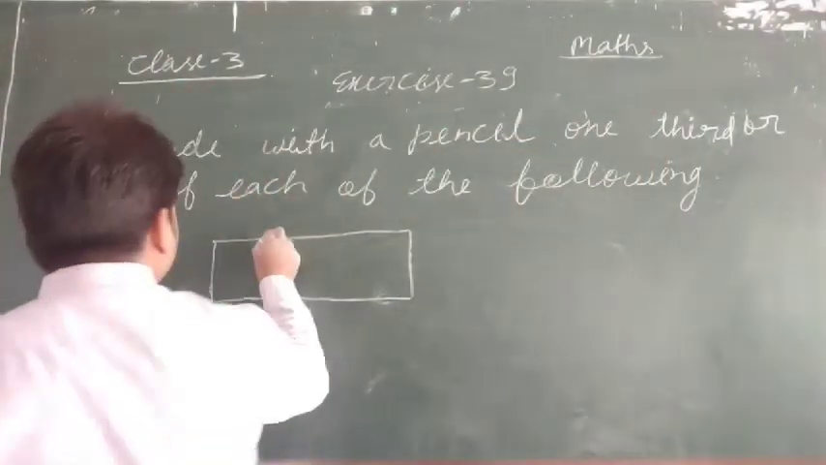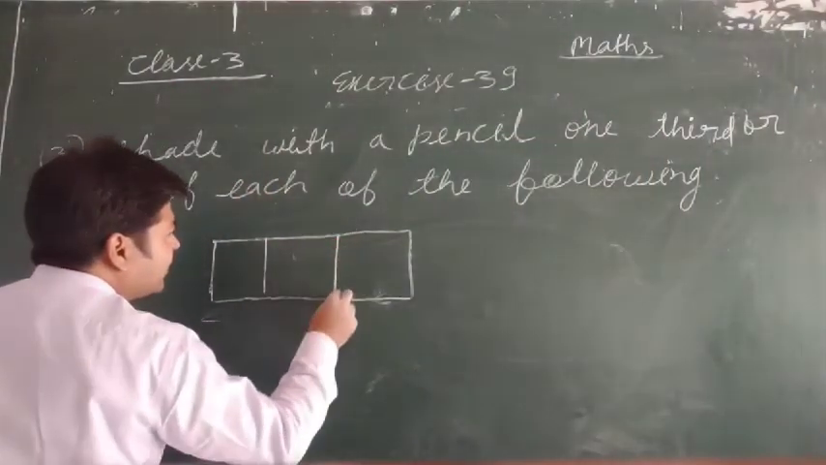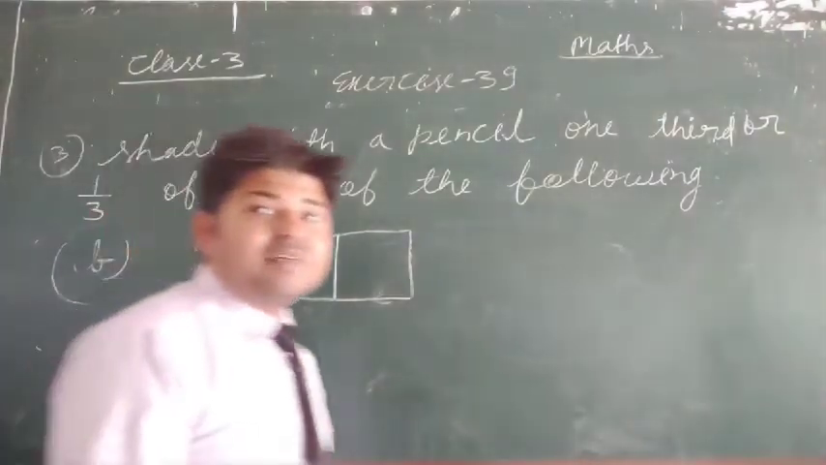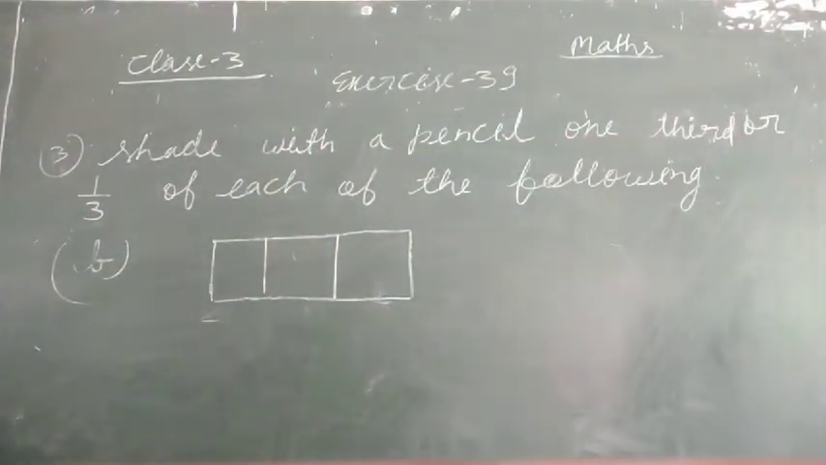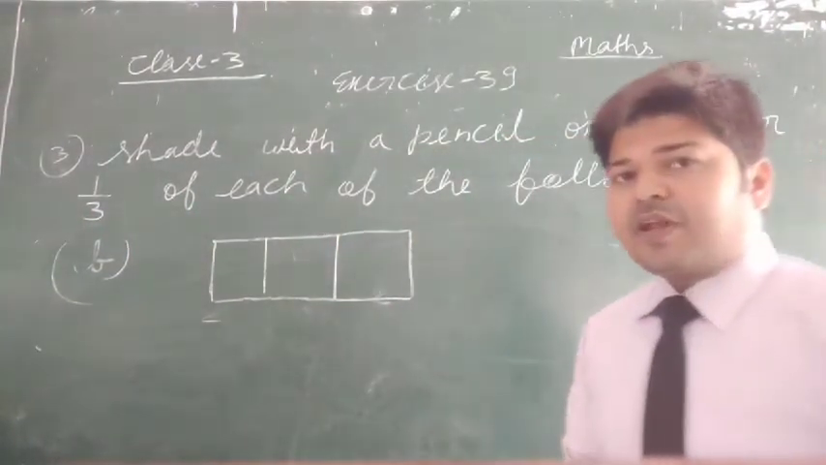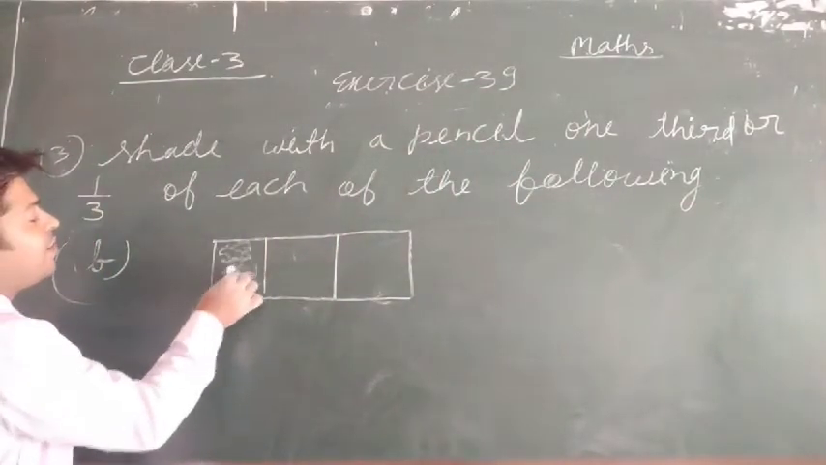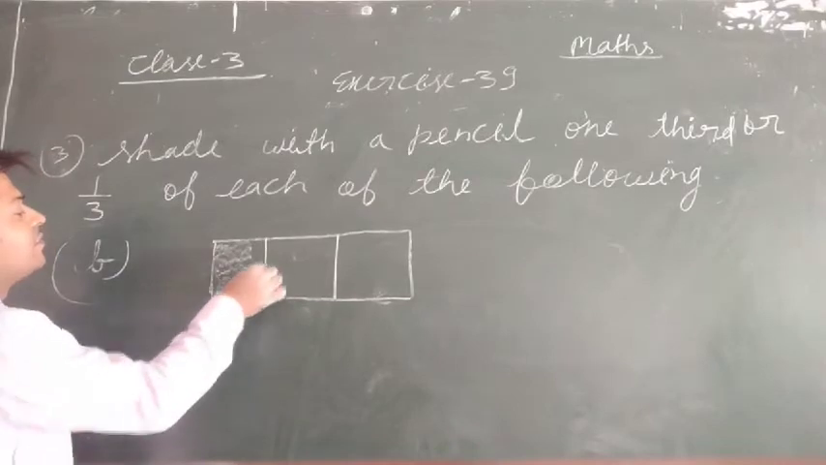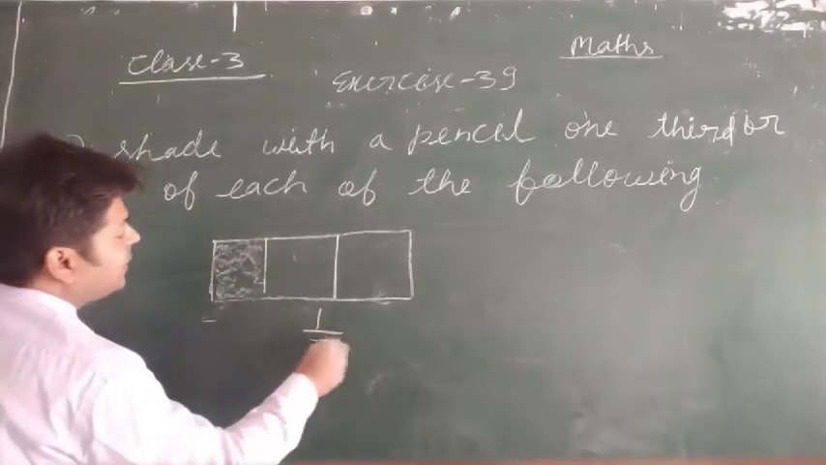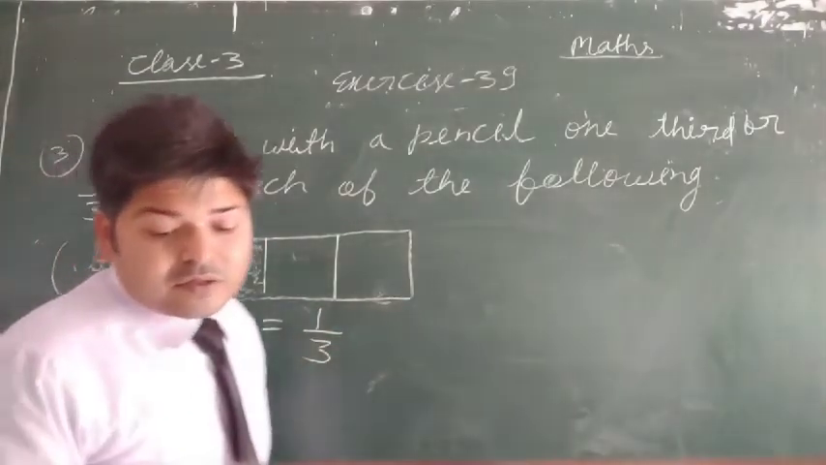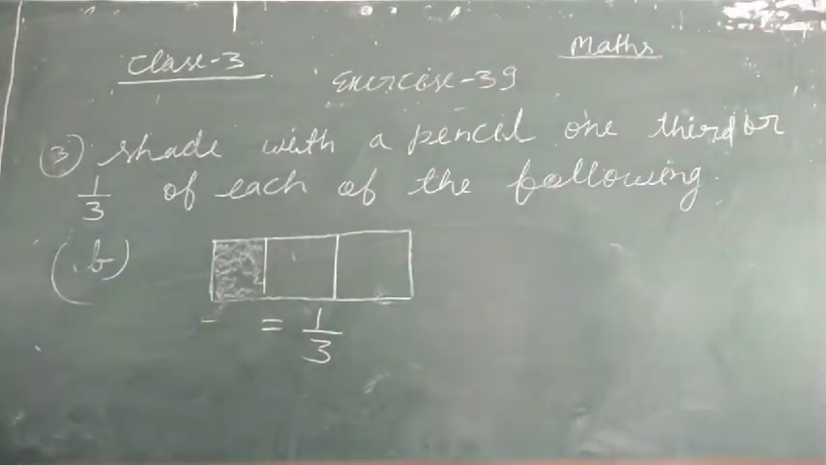Okay, so there are 3 parts given here. So 1/3 means, beta, out of 3 parts you have to color 1 part. Okay, so I am going to color 1 part out of 3. So this is 1/3. Okay, so like this you can do question number 3.